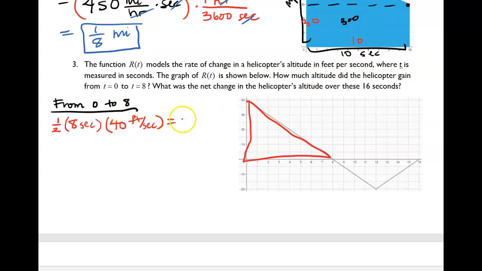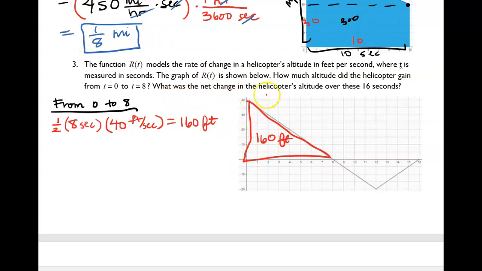And that would give me 160 feet. So again, that's the area here. Notice again, the seconds cancel out. And so just to reiterate, when I have a rate and I want to find my amount of change, I would find the area under the graph.